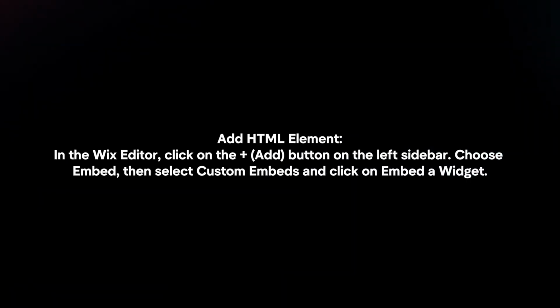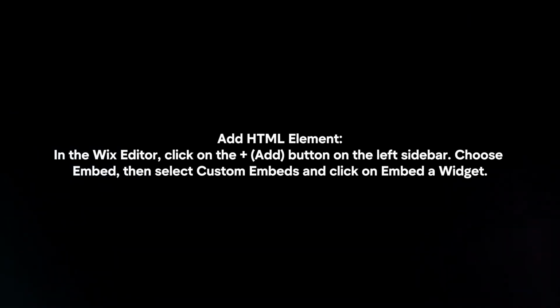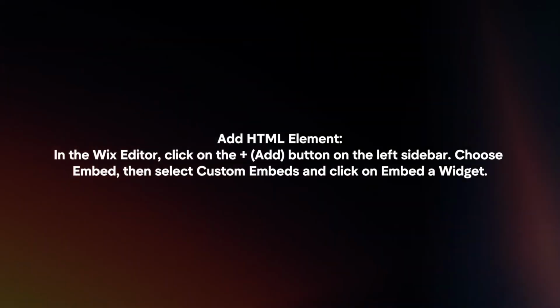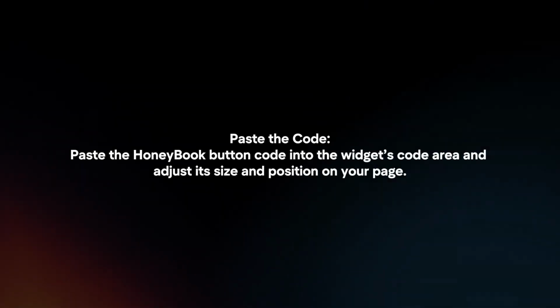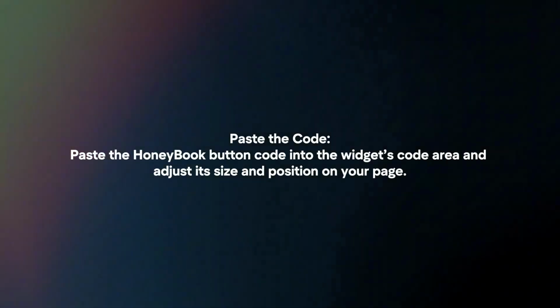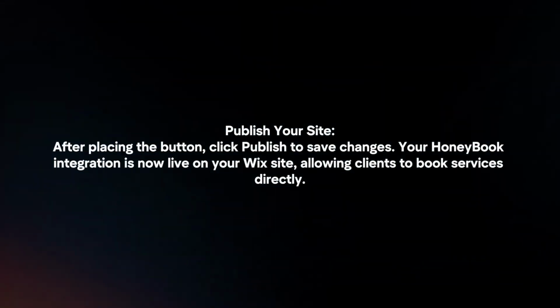Add HTML element. In the Wix editor, click on the plus add button on the left sidebar. Choose Embed, then select Custom Embeds and click on Embed a widget. Paste the code. Paste the HoneyBook button code into the widget's code area and adjust its size and position on your page.